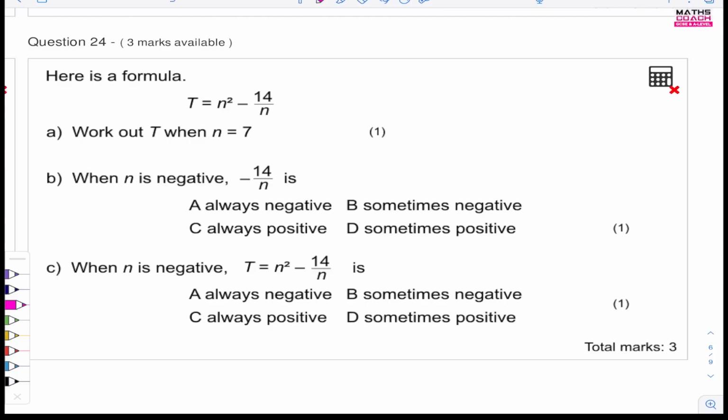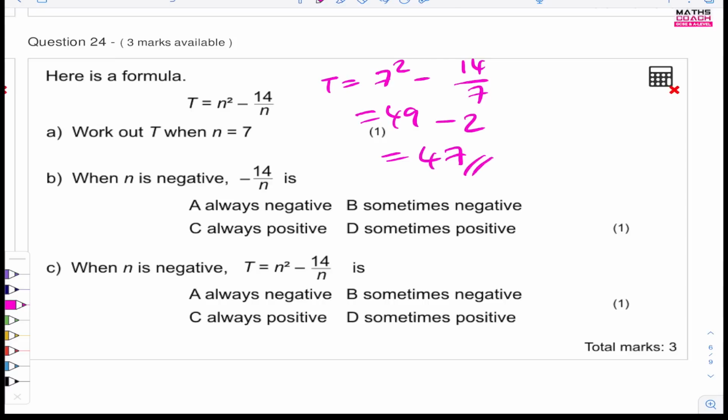Question 24. Here is a formula. T is equal to n squared minus 14 over n. Work out T when n is equal to 7. So what we need to do is substitute the value of n equals 7 into here and here. Let's go ahead and do that. So T is equal to 7 squared minus 14 over 7. 7 squared is 49 and 14 over 7 is 2. So 49 take away 2 is 47. So that's the answer for part A.